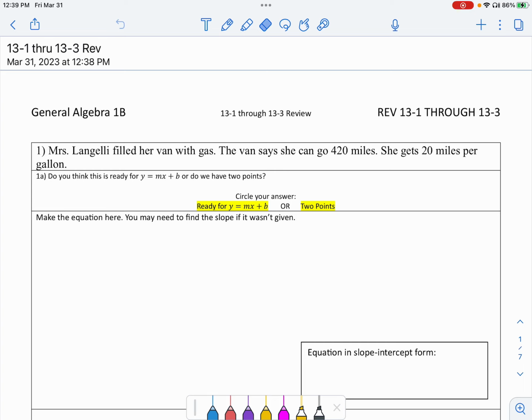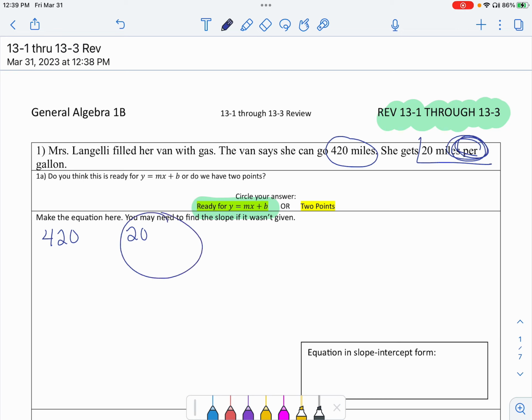Okay, so again, we're just on our review of our y equals mx plus b word problems, and let's see how we do. Mrs. Langelli filled her van with gas. The van says that I can go 420 miles. I get 20 miles per gallon. Well, I only have two numbers there. So two numbers is not enough to make 2 points. So I must be given y equals mx plus b. So I have 420 to deal with, and then I have 20 to deal with.